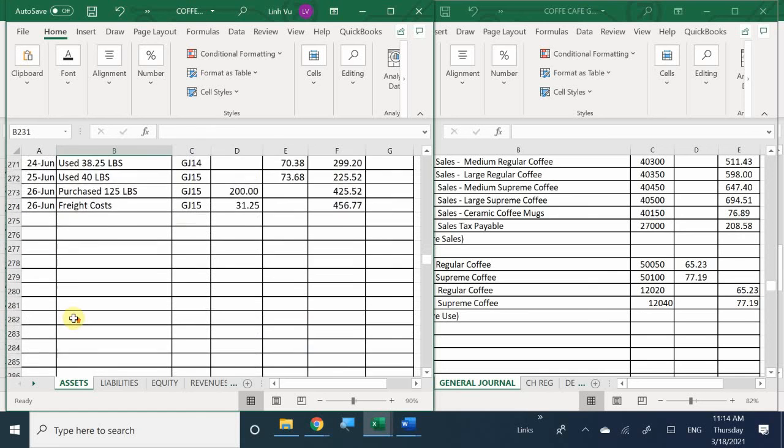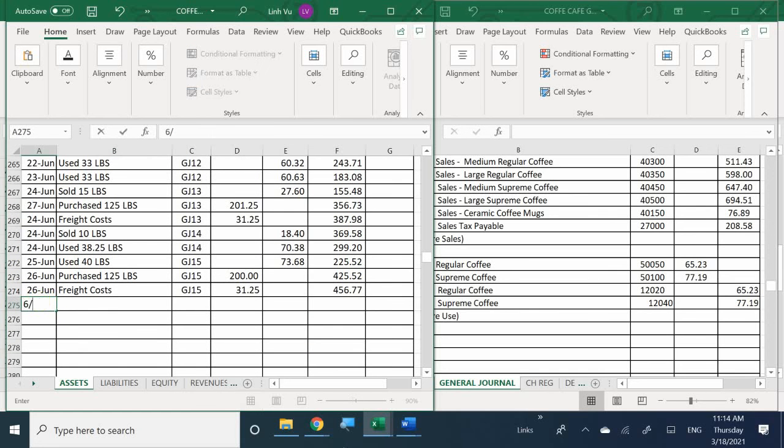Now we're down here, Supreme Coffee. We used 41.5 pounds. General Journal 16 for how much? 77.19. So therefore, what's my ending balance in my account here? 379.58. Yes, 379.58, which we know for sure matches our inventory worksheet.